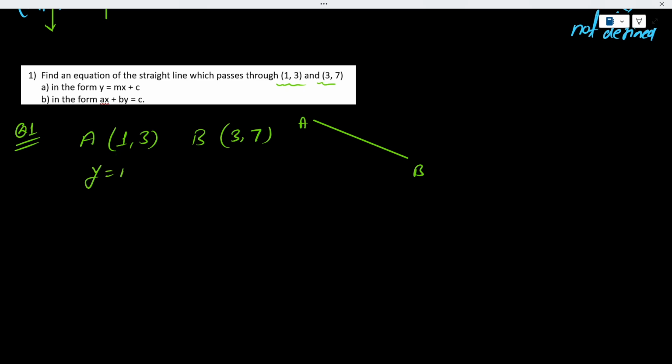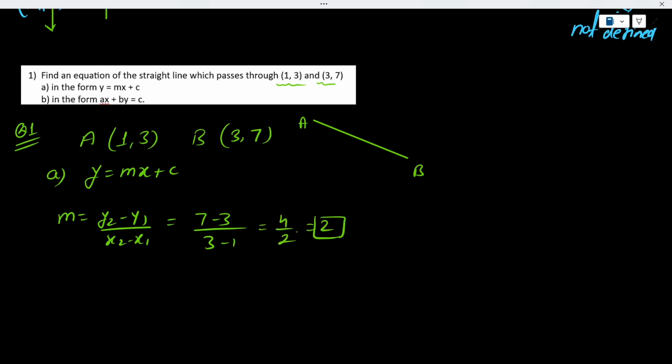Y equals to mx plus c is the equation of straight line. You know that the gradient, we get it as y2 minus y1 by x2 minus x1, and if I substitute the value, 7 minus 3 by 3 minus 1, which is 4 by 2, so your gradient is positive.